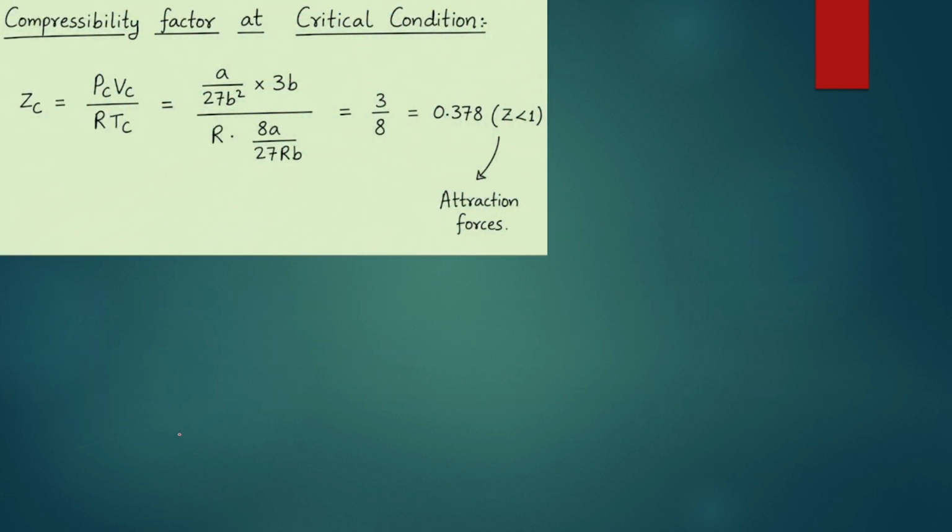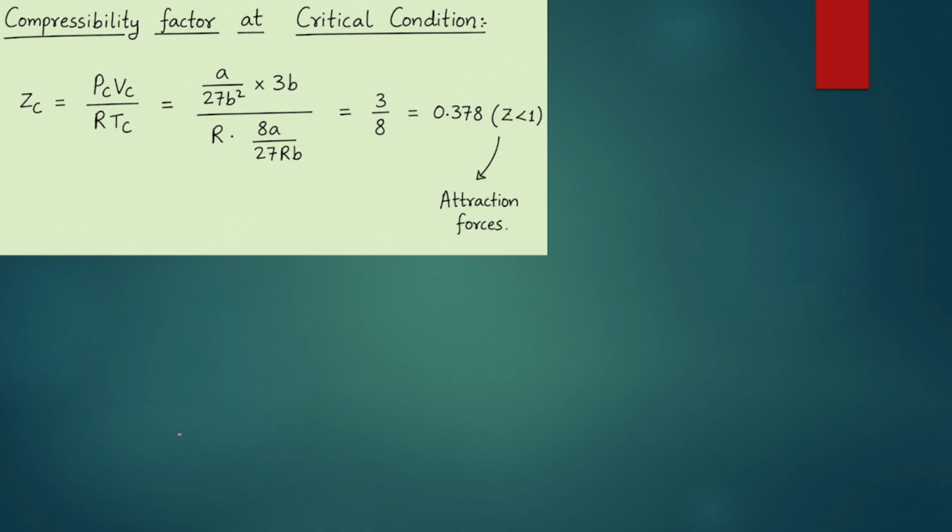Next, the compressibility factor at critical condition. What is the compressibility factor? It is Z, which is PV by RT. Here, for critical conditions, we take Z equal to PcVc by RTc. Pc is a by 27b squared, Vc is 3b, and RTc is R into 8a by 27Rb.